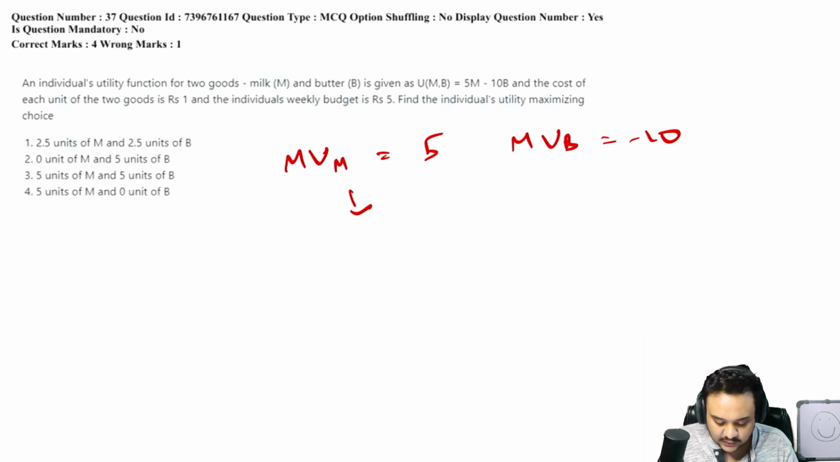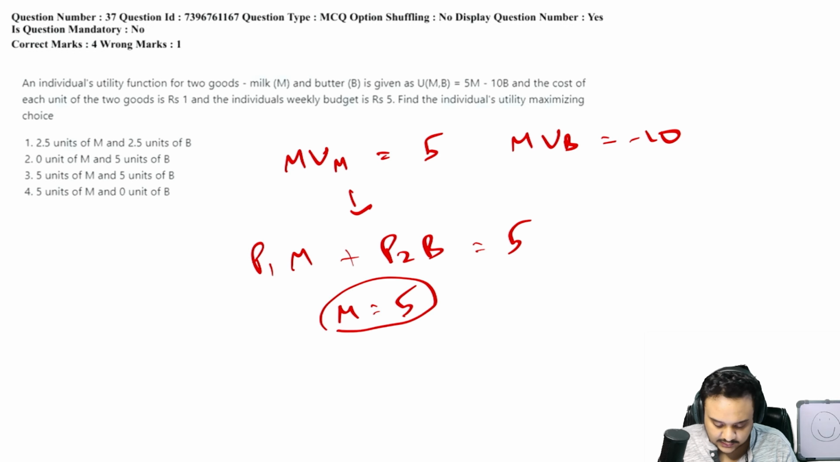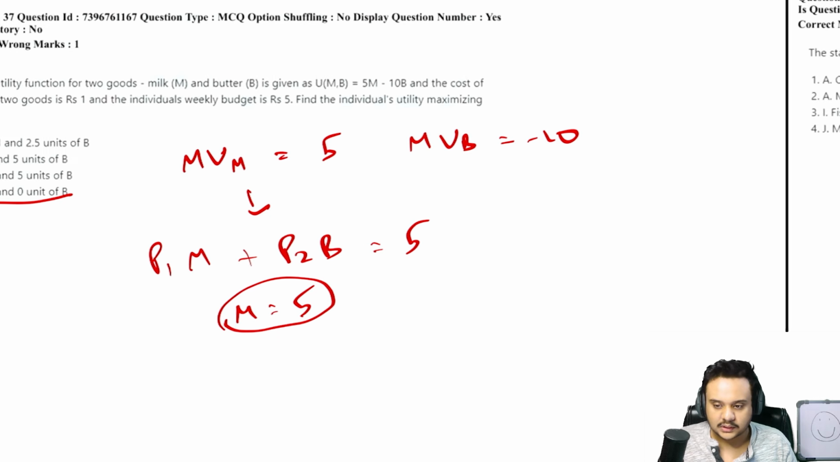You will only consume milk, and your budget is what? Your P1 is 1, so this is your budget equation, P1 times M is equal to 5. So P1 is 1, so M is equal to 5. Okay, this is the maximum amount of milk that you can consume. So you will consume 5 units of milk and 0 of butter. Just use logic, no need to sit there and start solving and use any formula to do anything at all. Just use straight up logic.